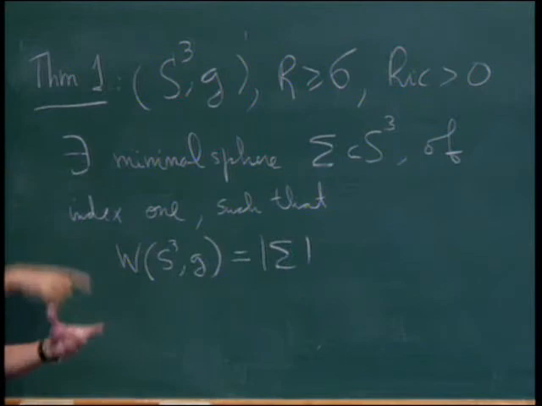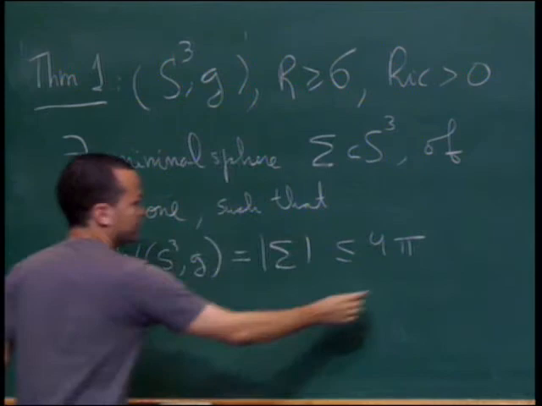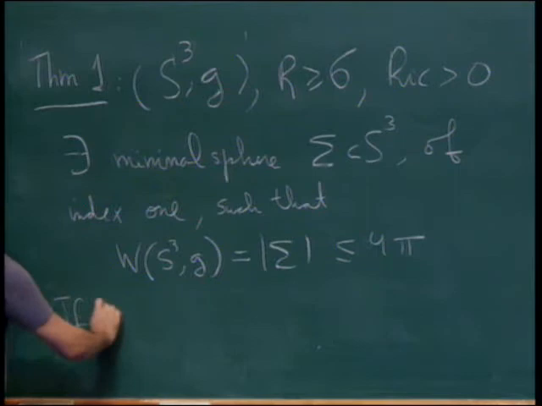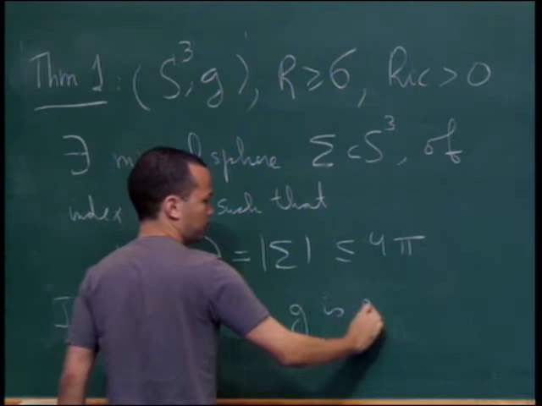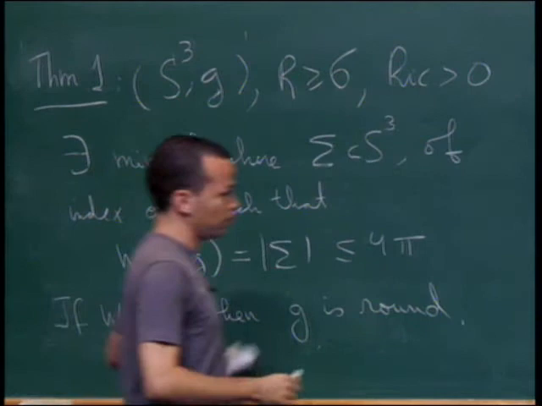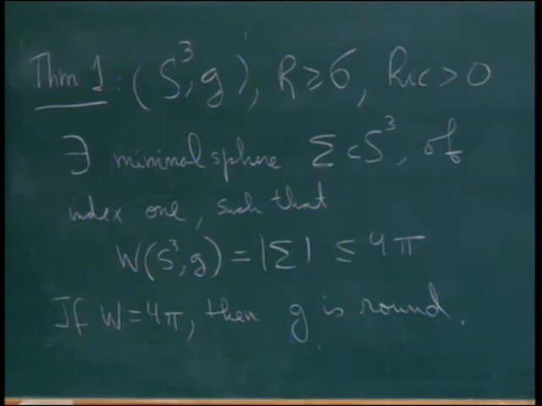This area is less than or equal to 4 pi. And again, equality holds if and only if it's the round metric. So equality, if the width is 4 pi, then g is round. Okay, so that's the first result. So it's a rigidity statement where the surface involved is actually a minmax minimal surface.